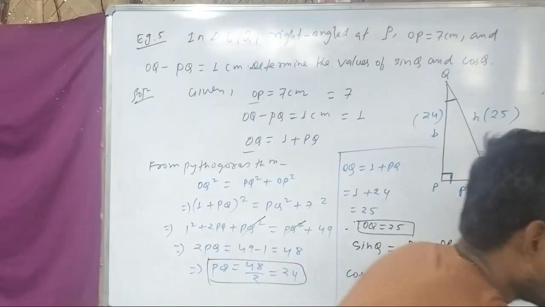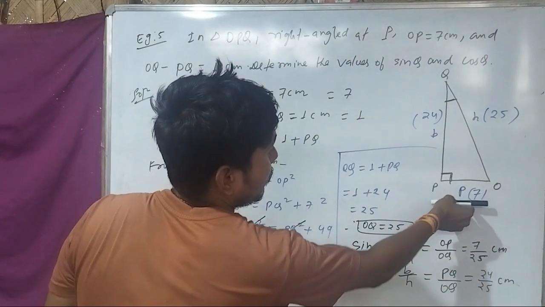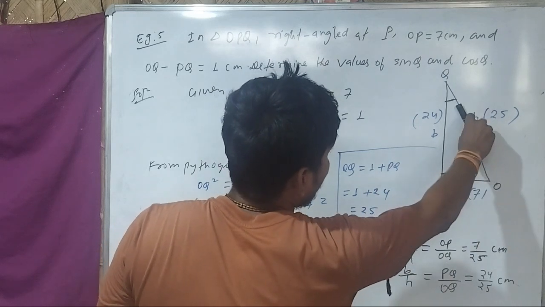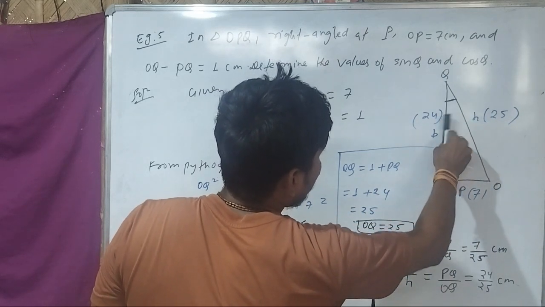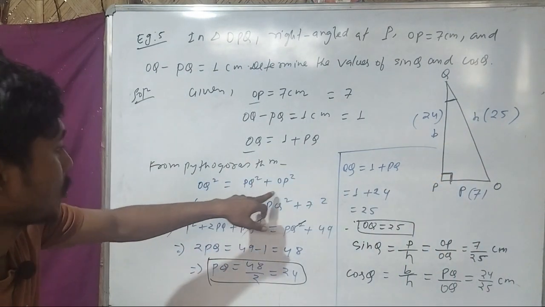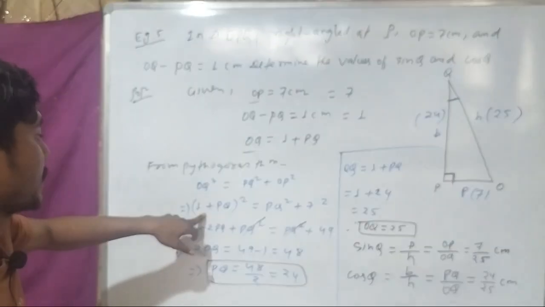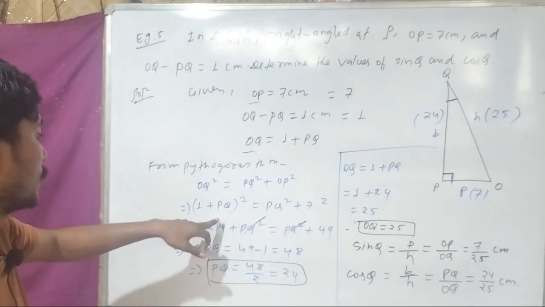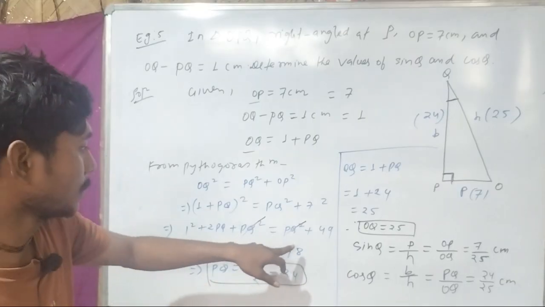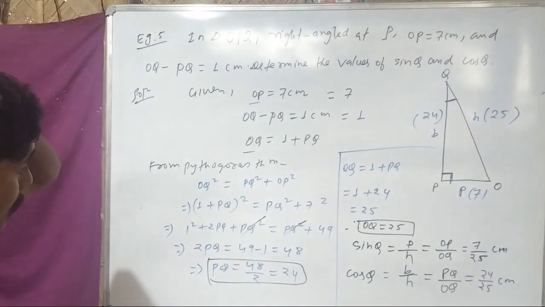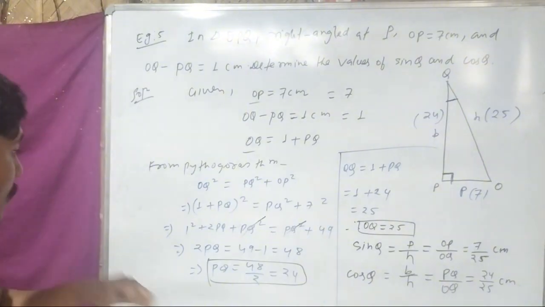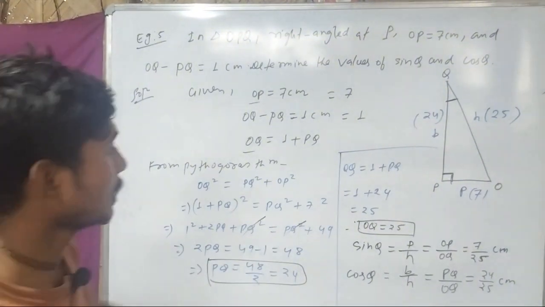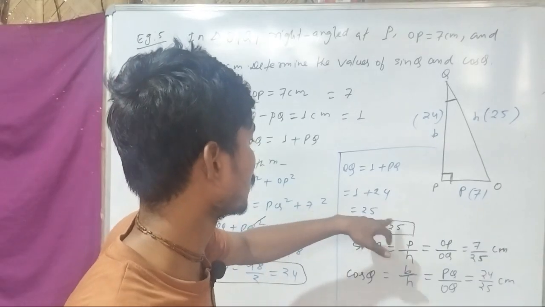According to Pythagoras theorem, OQ square equals PQ square plus OP square. So (1 plus PQ) whole square equals PQ square plus 7 square. A plus B whole square is A square plus twice AB plus B square, equals PQ square plus 49. So PQ cancels, and 2 PQ equals 49 minus 1, that is 48. So PQ equals 24. Put it in OQ equals 1 plus PQ, that is 1 plus 24, that is 25.